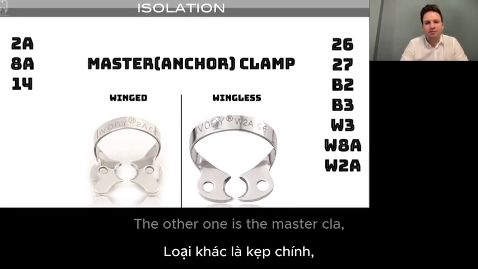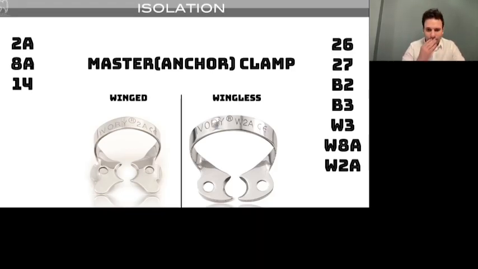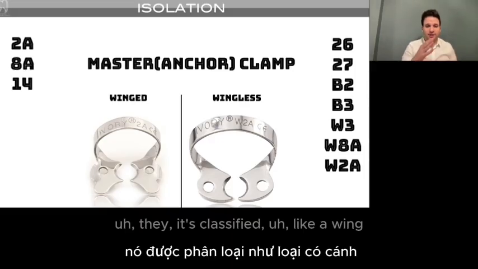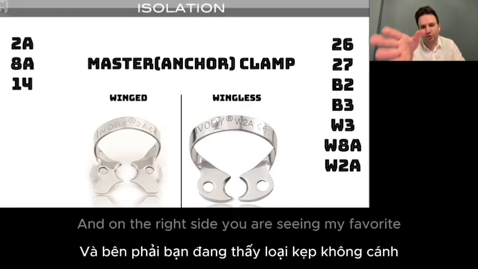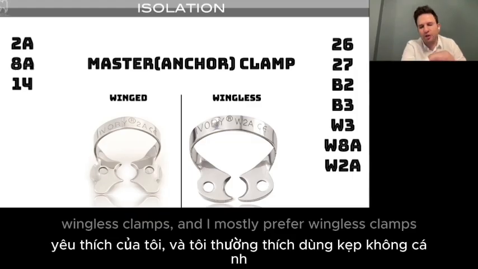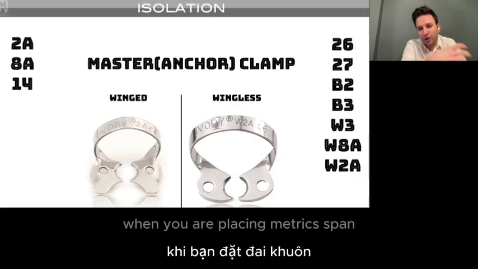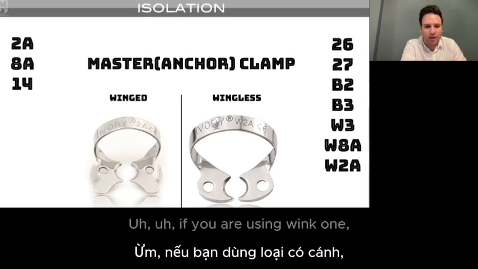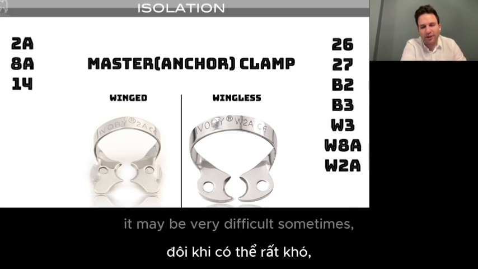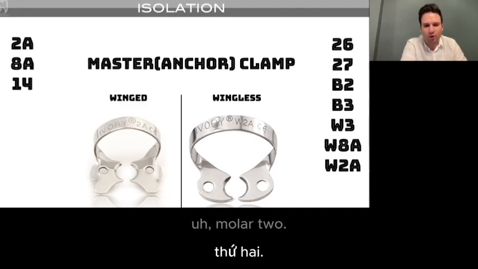The other one is the master clamps, and they are classified as winged and wingless. On the left side, my favorite winged clamp, and on the right side, you are seeing my favorite wingless clamps. And I mostly prefer wingless clamps because they are very useful when you are placing the matrix band and matrix ring system. If you are using a winged one, it may sometimes be very difficult, especially when you are placing the winged one on the second molar tooth.